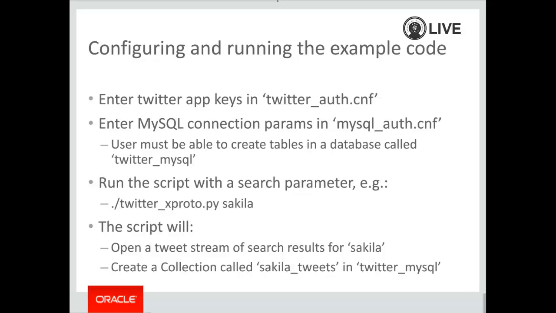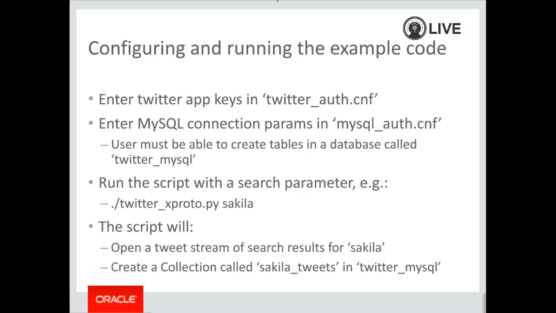But inside there, you will find a file called Twitter_auth.cnf, and it will have places where it will be fairly obvious to put in the Twitter app keys and secrets that you will need to be able to connect to Twitter, and then the MySQL connection parameters, whatever the IP address is you need to get to the machine that is running MySQL, as well as the username and password. I don't have any defaults set, so you just create your own, and I am assuming that the database is going to be called Twitter_MySQL. So you enter the right information into both of those files, and then you just pick a search parameter.